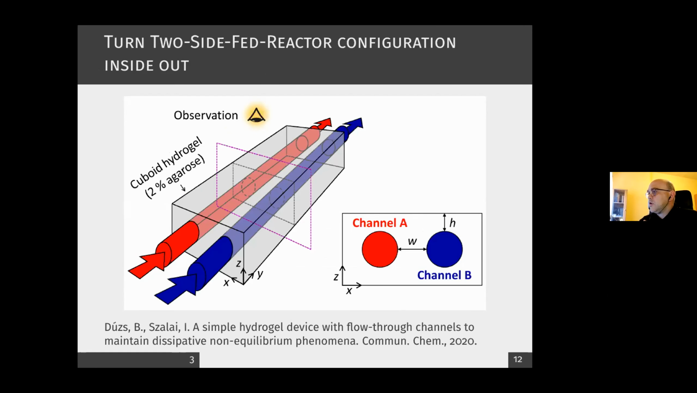So our idea was to create something which looks quite similar to the two-side fed configuration, but now to create channels in a hydrogel. So we have at least two separated channels, which are in red and blue here, and then we flow the chemicals into these two channels, and they diffuse into the gel, and then may react and produce some patterns. Originally, in our mind, we could create a really quite similar situation to a TSFR, but it is not like that. I will discuss this part later on.